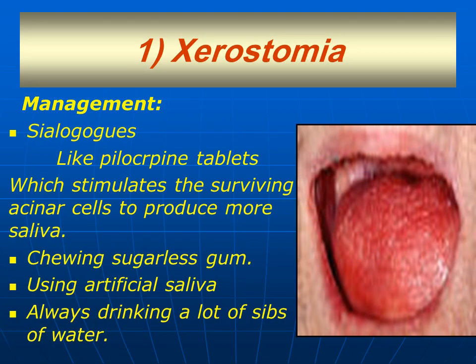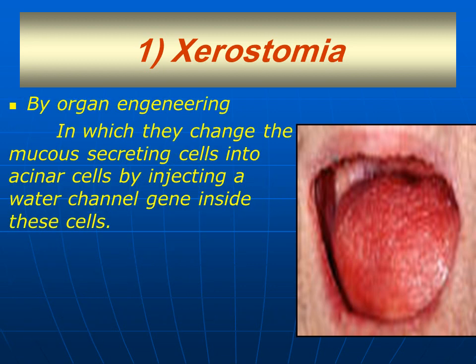Management: sialogogues like pilocarpine tablets, which stimulate the surviving acinar cells to produce more saliva. Also, chewing sugarless gum, using artificial saliva, and always drinking a lot of sips of water. Also, by organ engineering, in which they change the mucus secreting cells into acinar cells by injecting a water channel gene inside these cells.